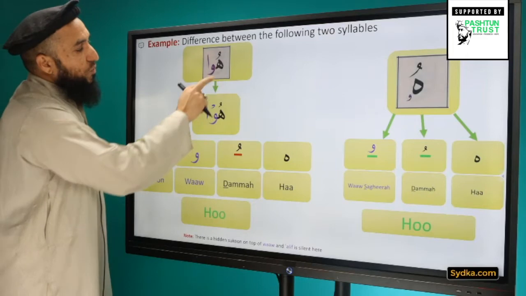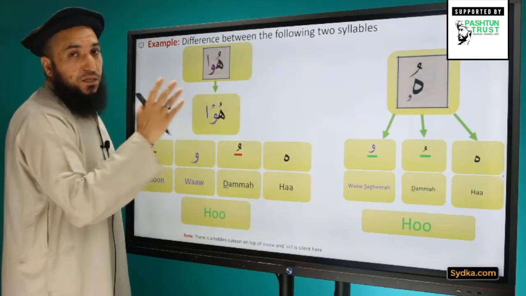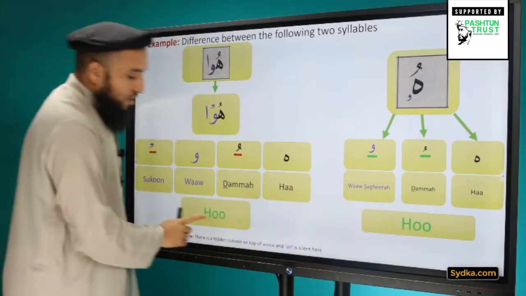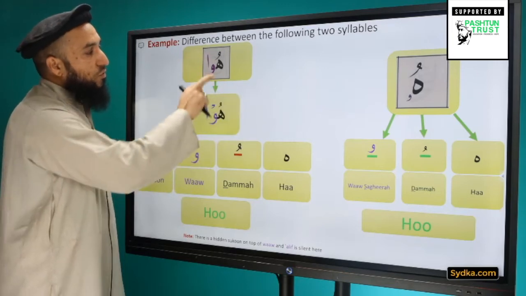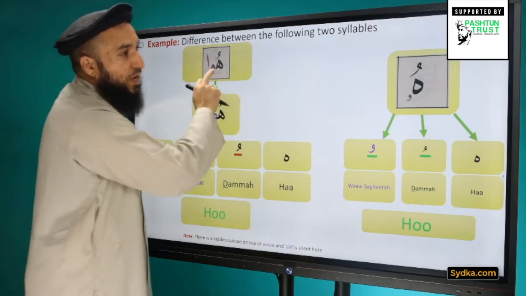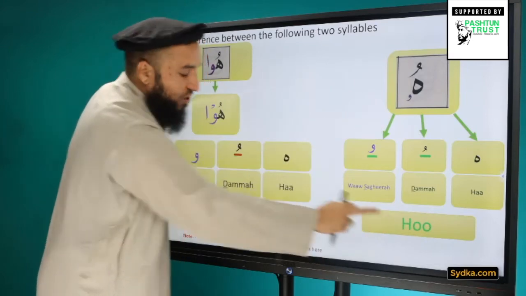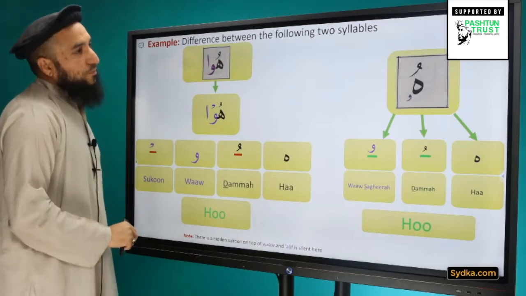So the next structure, we have this structure and we have this structure. Whenever we see these two, the sound would be the same. So two counts, hu, hu. The only difference they have is the written form. So the written form is this, and this is different than this one. But the actual sound, pronunciation, and the rules applied to them are the same.